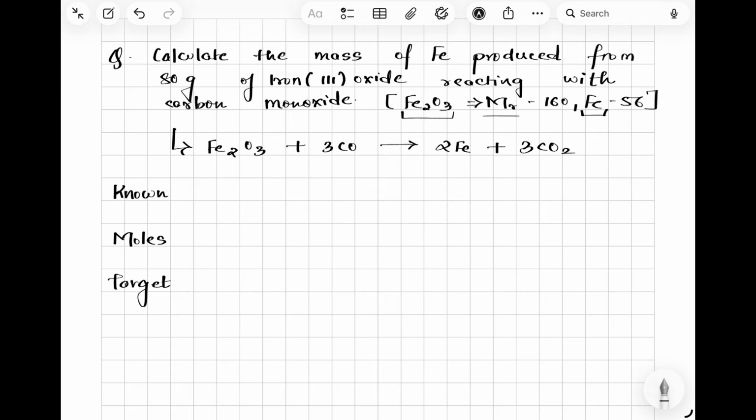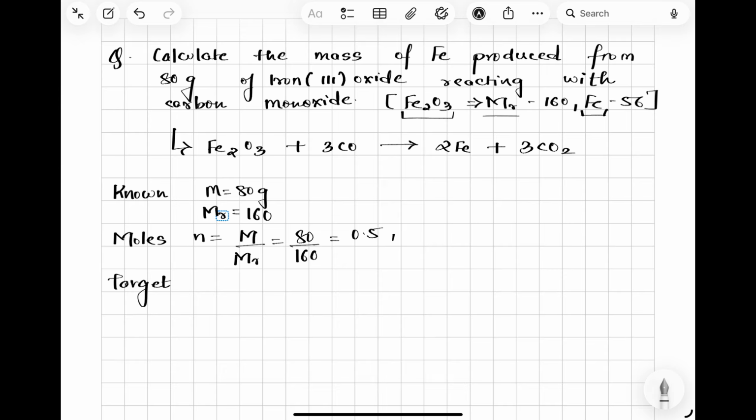Now, what is known to us is the mass given of iron 3 oxide, that is 80 grams. They have also given us the MR, that is 160. We can simply find out the mole of Fe2O3 by putting it into the formula. Number of moles is equal to the mass upon MR, that is 80 upon 160. When you apply this on the calculator, you will find the answer as 0.5 mole. Now, let's get back to the other part.